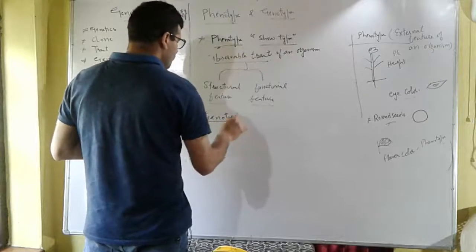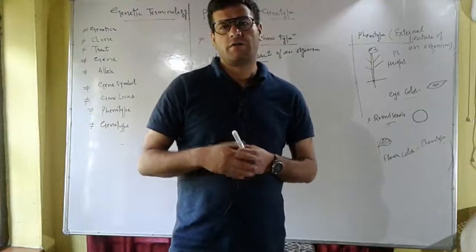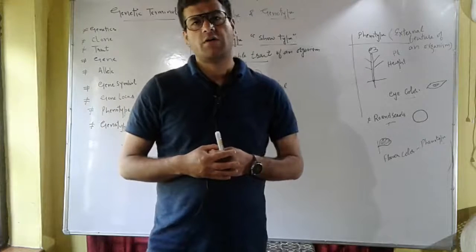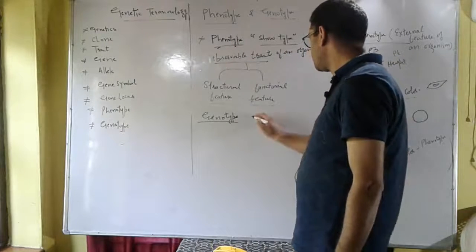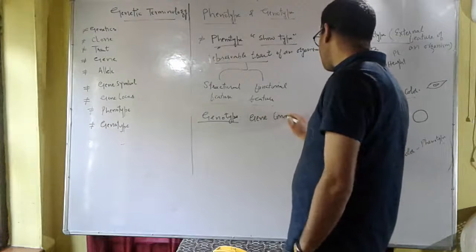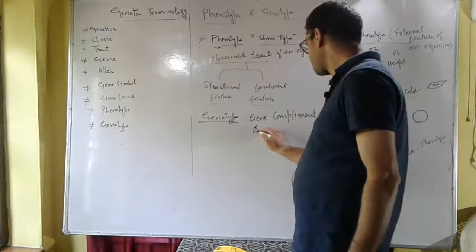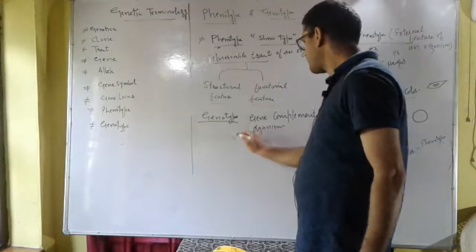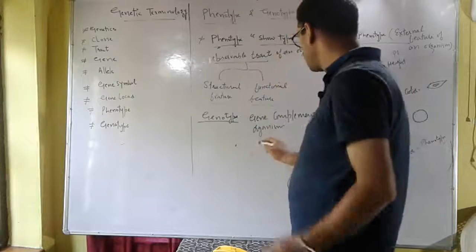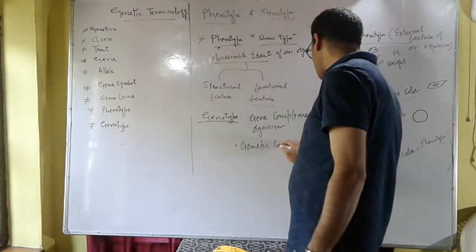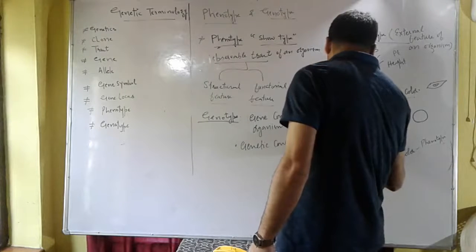What is genotype? Genotype is simply the genetic constitution of an organism, the gene complement of an individual, whether they are expressed or not expressed. That is called genotype. So we can say the gene complement of an organism, or another definition, the genetic constitution of an individual. It is a genotype.